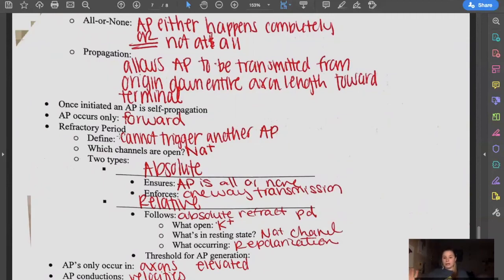We can't fire again. We're not ready. We need rest, okay? And the sodium channels are open. We have two types: the absolute and the relative. Remember, absolute is when we're right after the test. We can't do any more work.